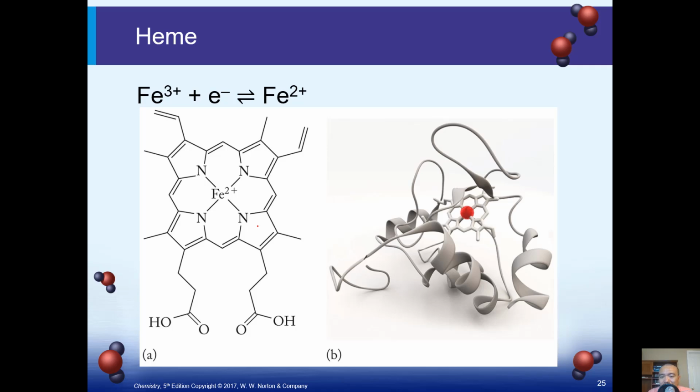An important porphyrin complex that is called the heme group contains the coordinated, bonded iron 2 cation. The heme group enables the proteins hemoglobin and myoglobin to transport oxygen in the blood and store oxygen in muscles, respectively.